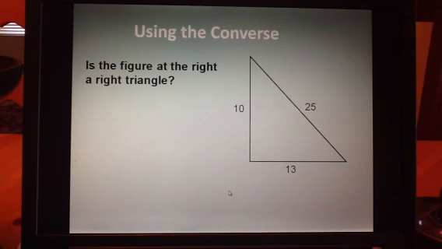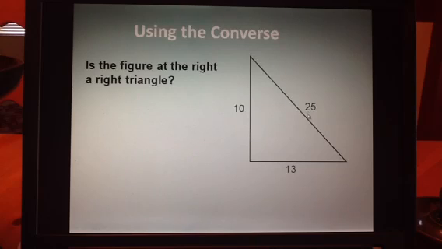Okay, how to use the converse. When you're using the converse of the Pythagorean theorem, you are actually plugging into the theorem and asking yourself, is this a right triangle? We do not go by looks. Notice there's no right angle here. I know it looks right, but 89 degrees also looks pretty right. You're going to plug these numbers into the theorem.